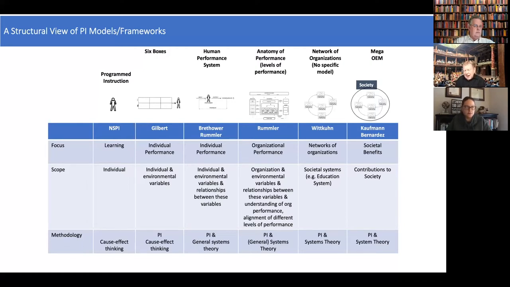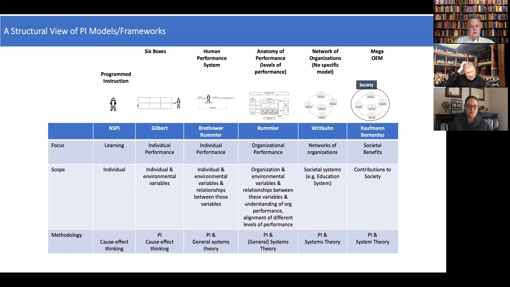The next one, these are not in time order. These are more classification order. So don't think the next model was Tom Gilbert's model. Tom Gilbert's model, sometimes called the six boxes, dealt more with the classification of individual performers. So the idea of individual performers has certain variables that make a difference in how they get work done. And that was somewhat of a breakthrough. Tom Gilbert came up with that. As Bob Mager came up with it, there were several other theorists that came up with this. It's individual performers. There are various variables that had to be looked at.